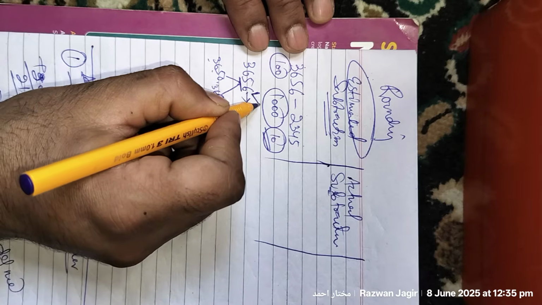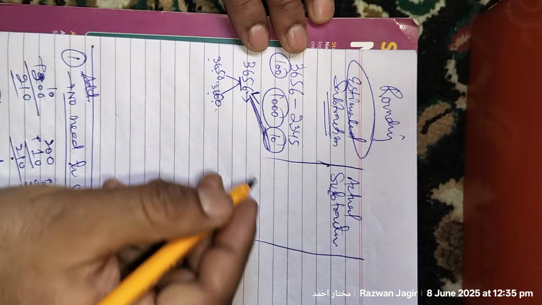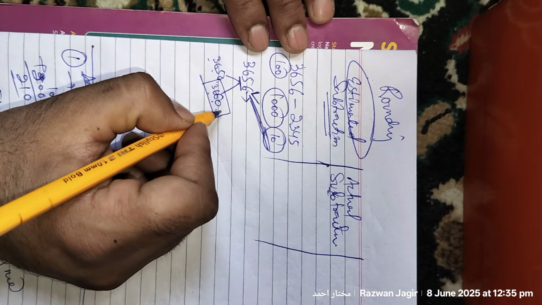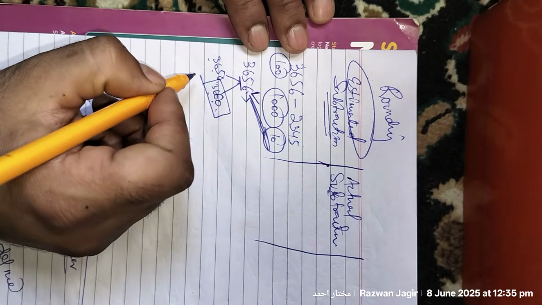Ones place is 6, so for the nearest 10 we check the ones place. That is 6, so it is rounding up, so the answer will be 3660. That is the nearest 10. It is the same way if we have to go for the nearest 100.